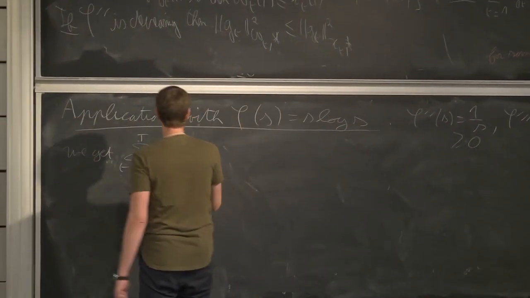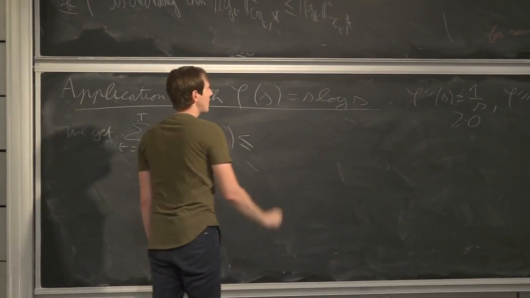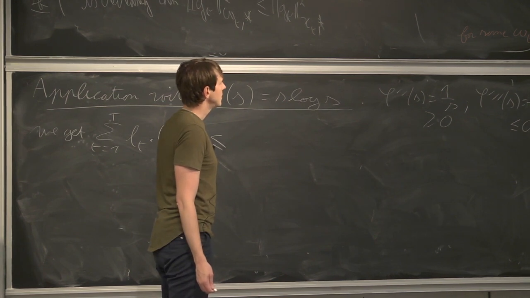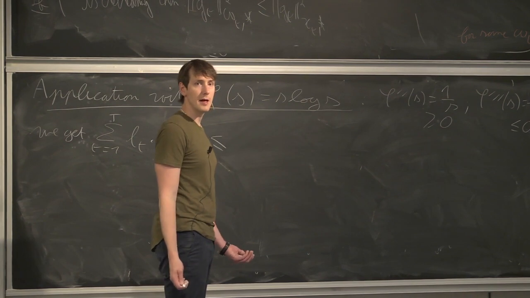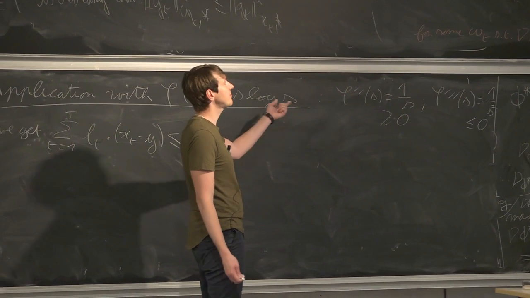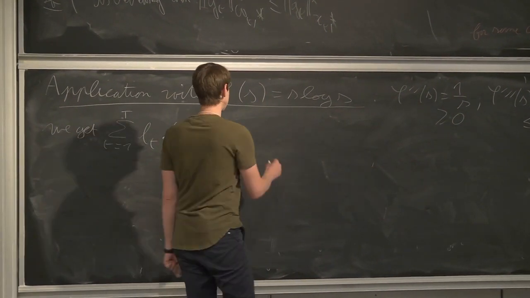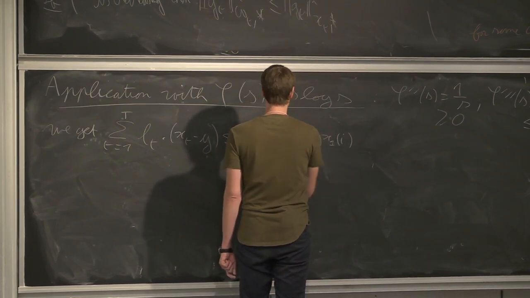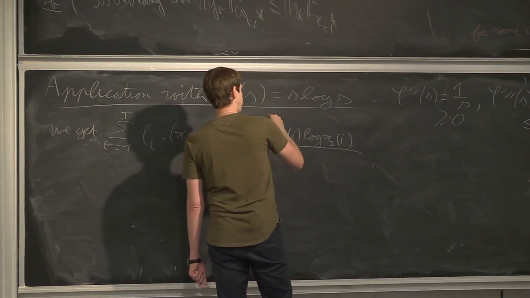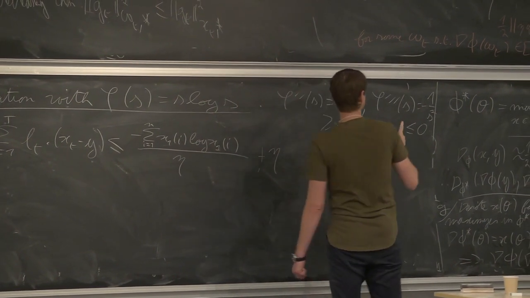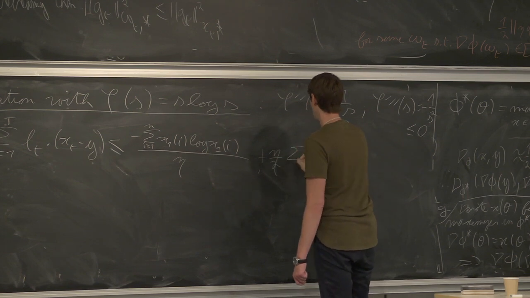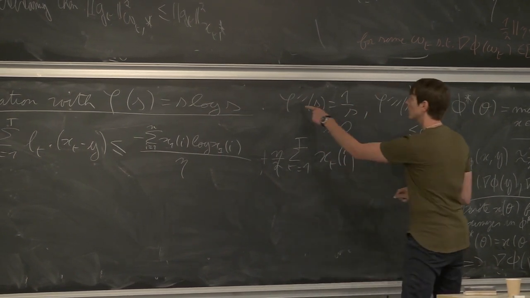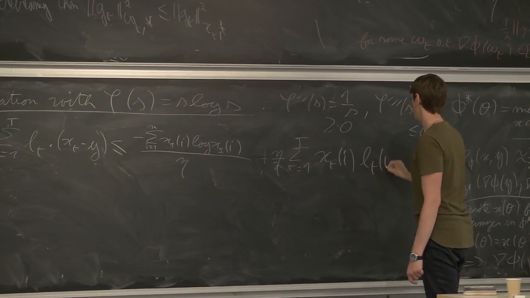Okay, so we get the following: the sum of LT dot xt minus y. This is upper bounded by what? Okay, so we get phi of y minus phi of x1. Phi of y is non-positive. Okay, it's s log s. So I only get minus phi of x1. So I get minus the sum of x1i log x1i over eta, sum for i equals 1 to n, plus eta times the local norm, so the eta over 2, the sum for t equals 1 to capital T of the local norm, which is xti, right, because it's 1 over phi double prime, which is just s, times lti squared.